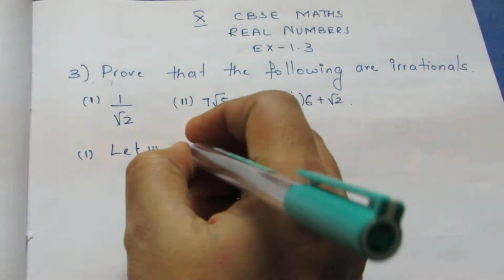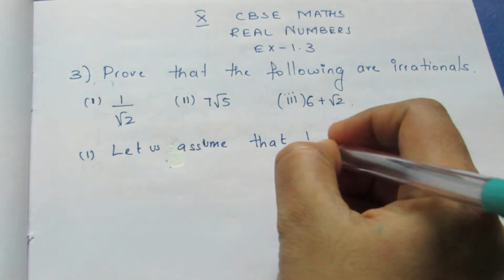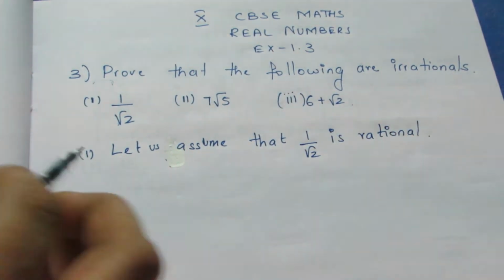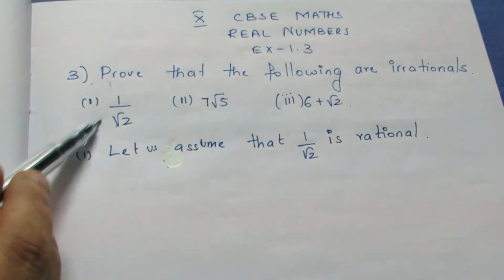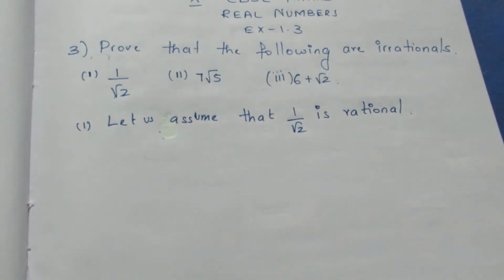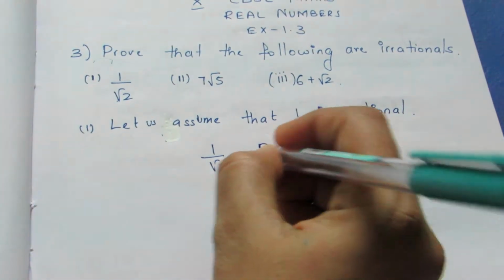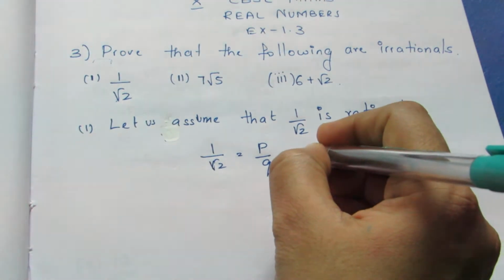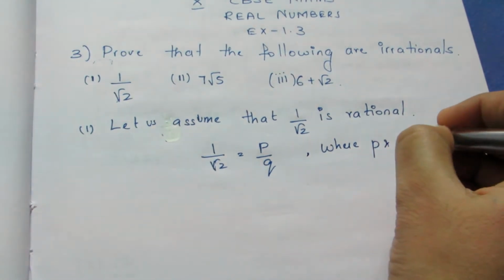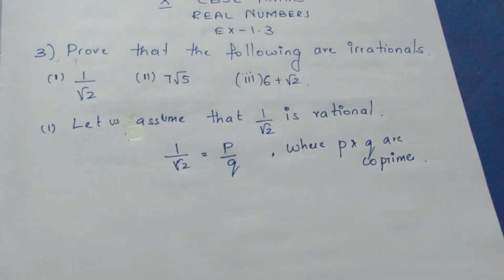Let us assume that this number 1 by root 2 to be rational. So I am taking this number as a rational number. If they have given root 2 is irrational, if not, it is in 2 marks. Just follow the method that I follow now. As this is a rational number, we can write this in the form P by Q, where P and Q are coprimes. Okay, they are coprimes now.